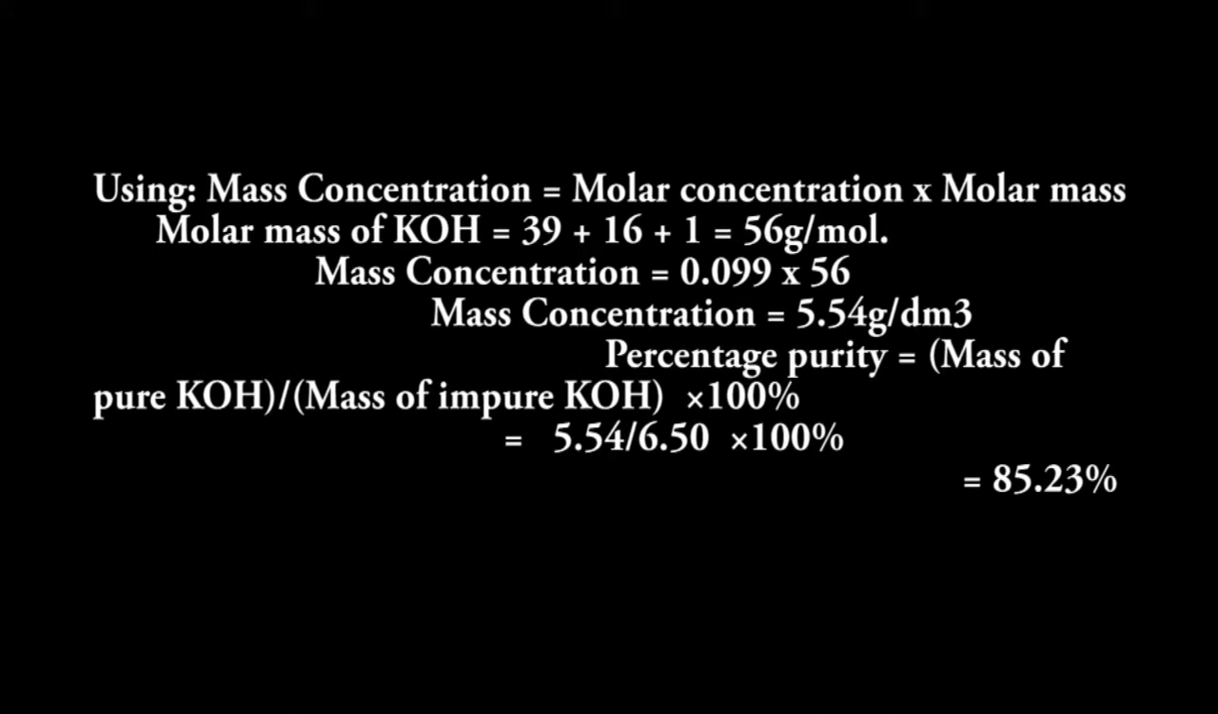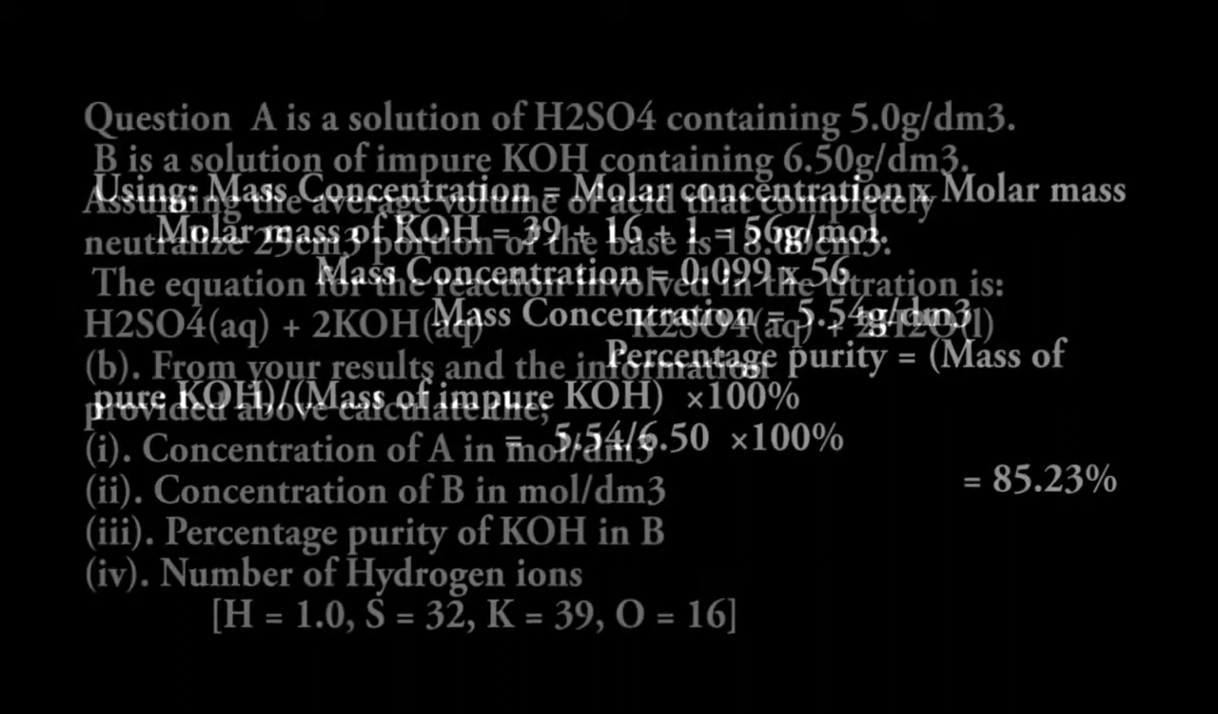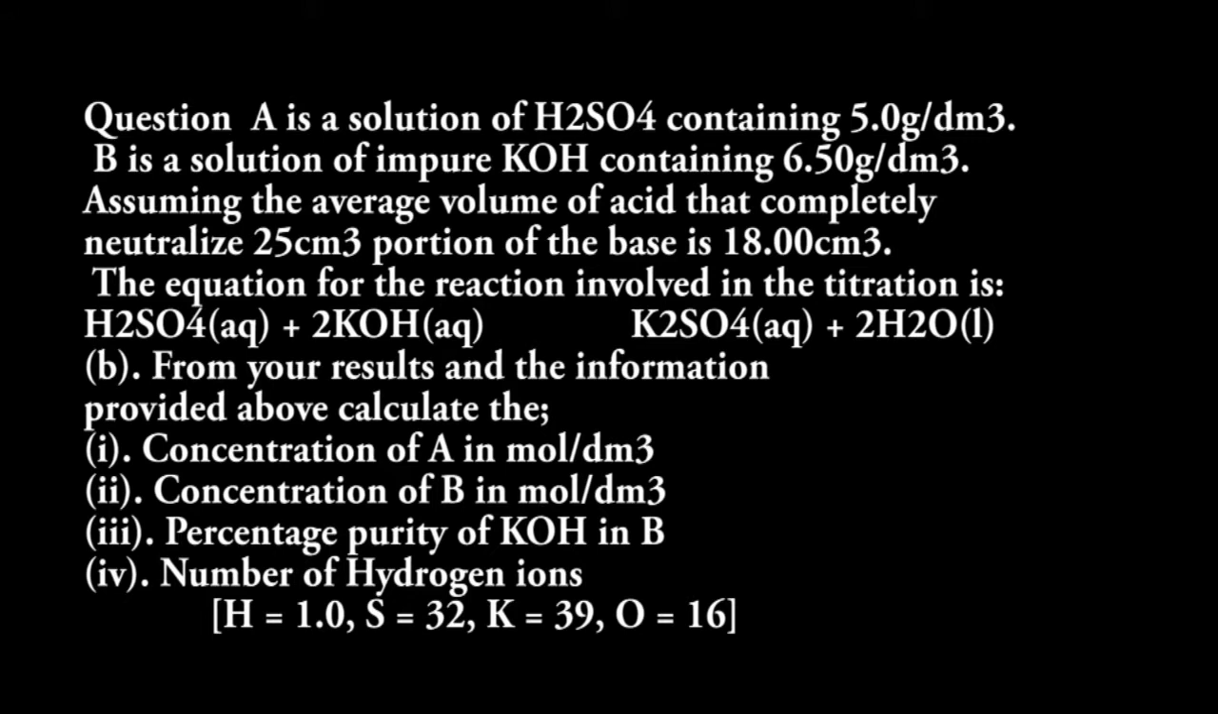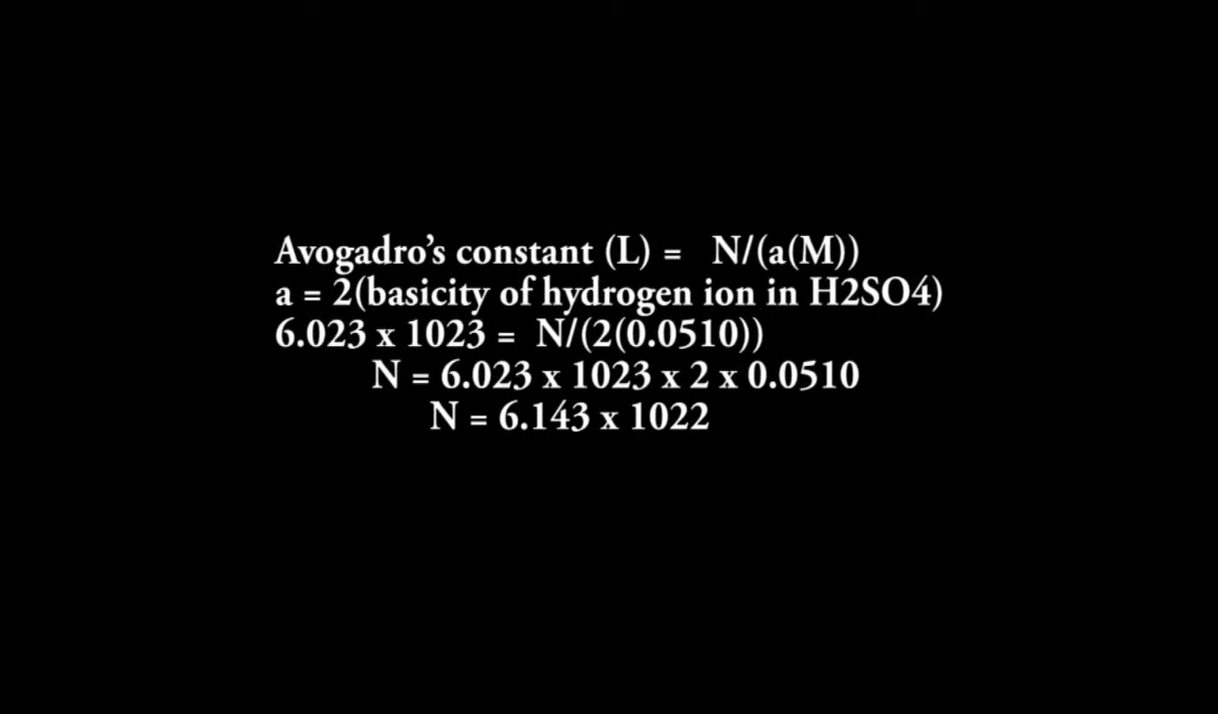The next is the number of hydrogen ions. We can get this by using the Avogadro's constant. N is equal to the number of particles over the basicity of the acid times molarity. Here our final result, here the number of particles is 6.143 times 10 raised to the power 22.